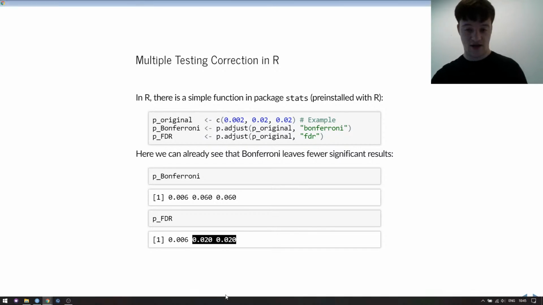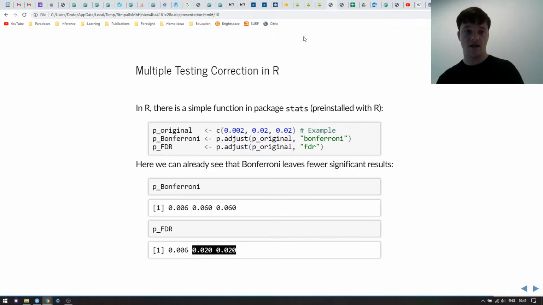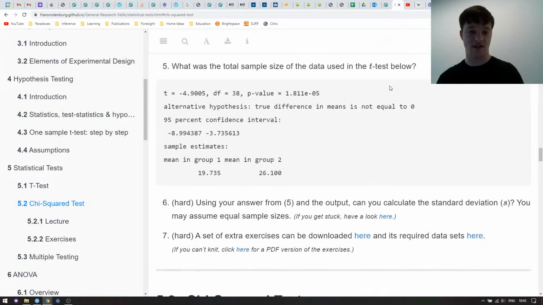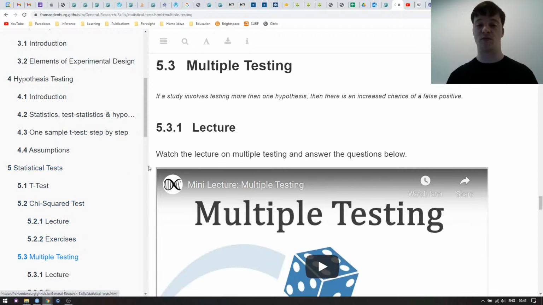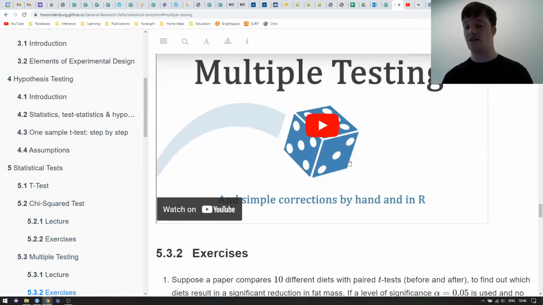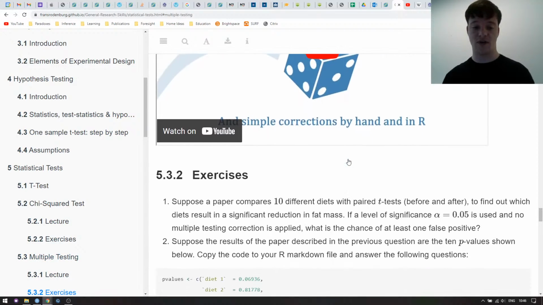Okay, if not, then I will show the assignment of the day. And after I do that, I want to show one more thing that I thought was interesting. Okay, so just one thing. There's a chapter on chi-squared here. We will not do that until tomorrow, so you can skip all the way up to multiple testing. This is the lecture I just gave, just in a shorter format.